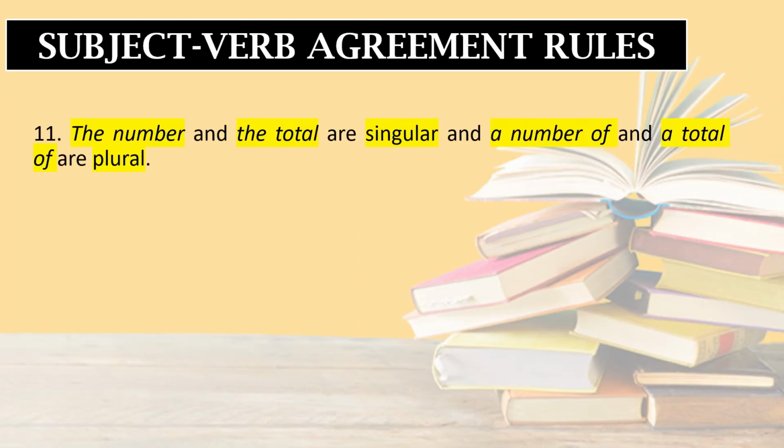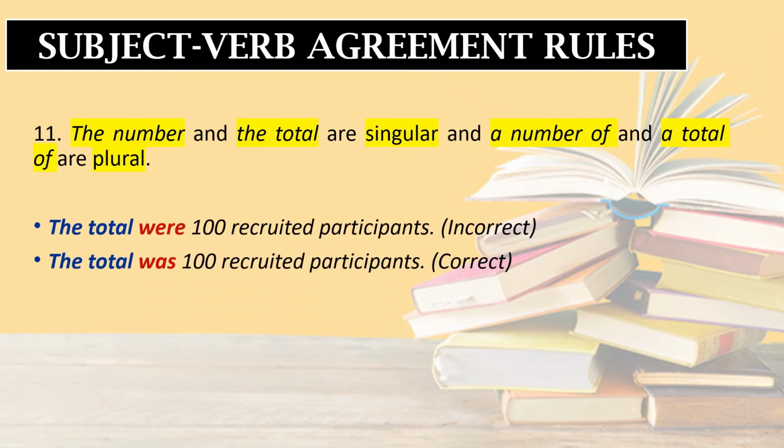Let's have the next rule. The number and the total are singular, and the number of and the total of are plural. Examples: The total were 100 recruited participants. The total was 100 recruited participants. Now the total here, as stated in the rule, is singular.